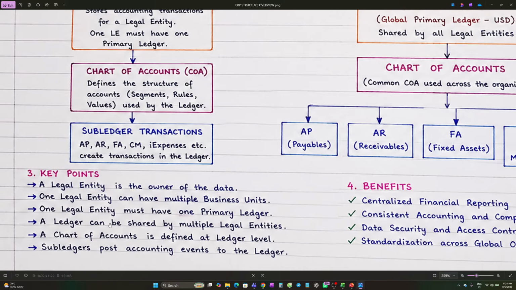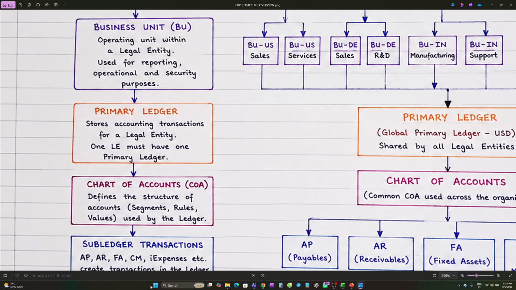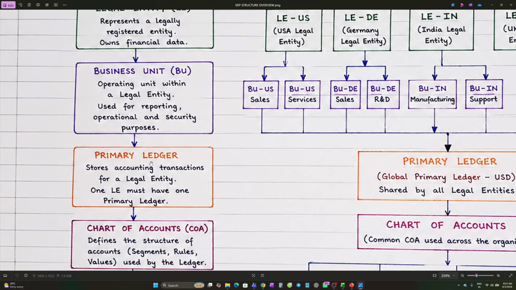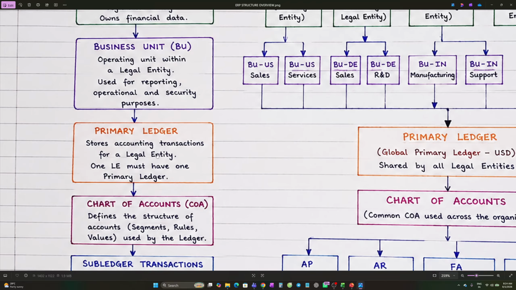One legal entity must have one primary ledger. Here, see, one legal entity must be linked with one primary ledger. We have already seen this: the primary ledger is not only a primary ledger, it is a consolidated ledger for reporting purposes. The secondary ledger we use for local reporting purposes.